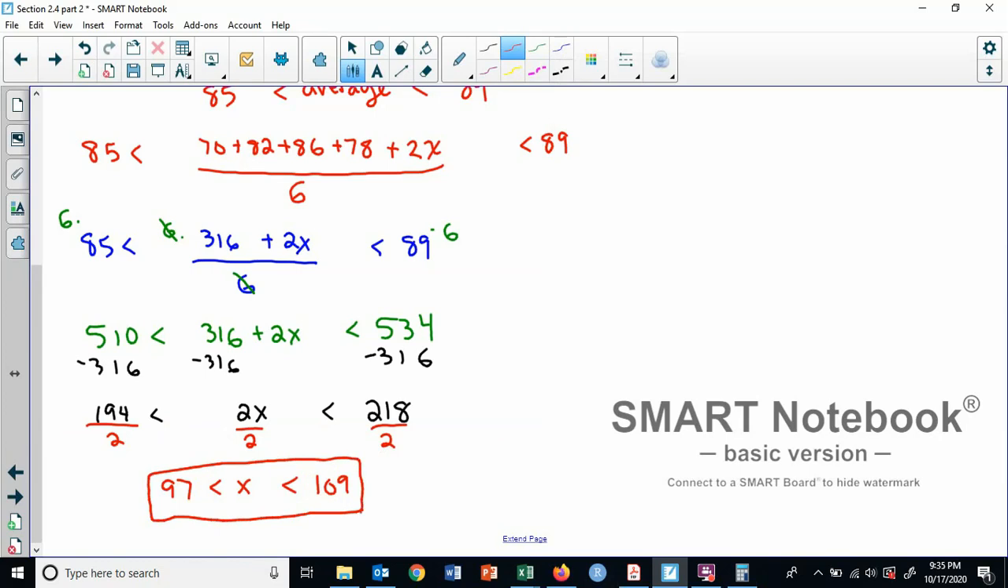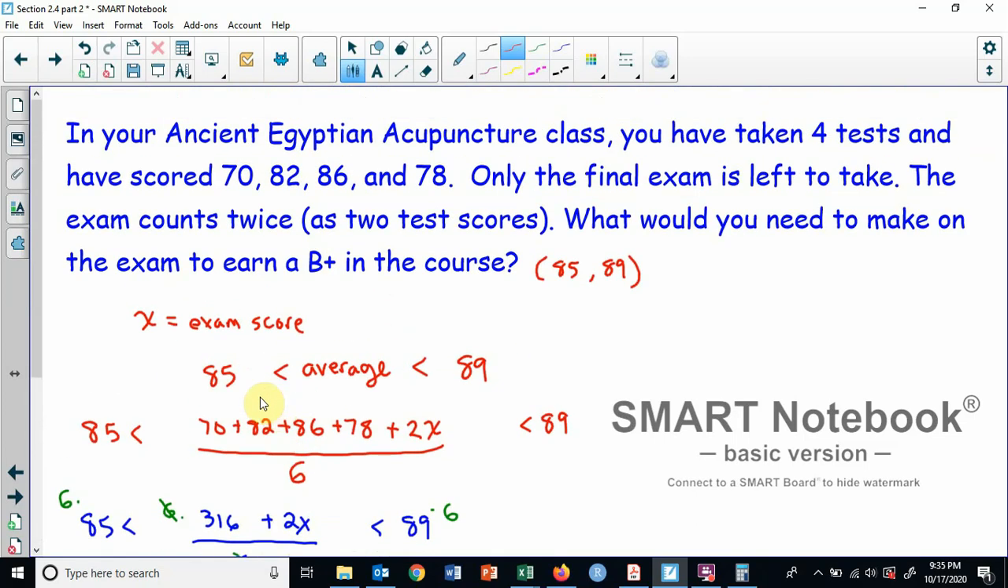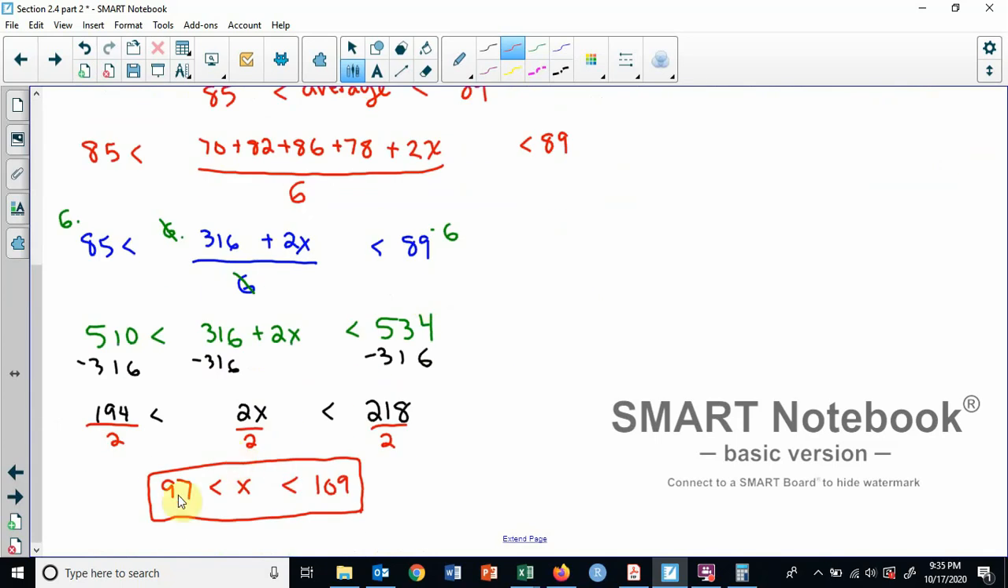Now, if there's no extra credit, they can't make 109. But that's not for us to decide. We're just telling them what they need to make on this ancient Egyptian acupuncture class's final exam. So there we go. And I think usually on this question on the test, they let you leave it as an inequality. We don't have to graph it or interval notate it. Although we could, it wouldn't be hard.